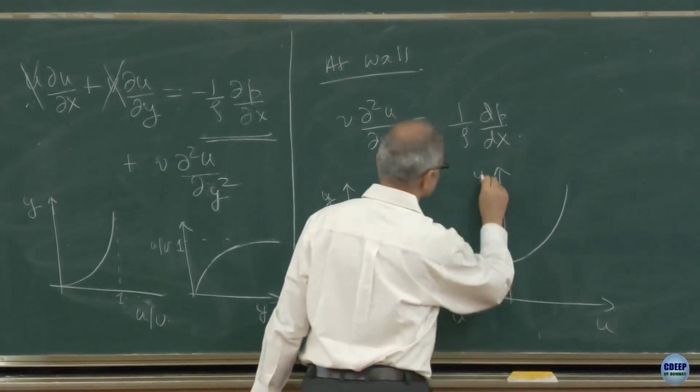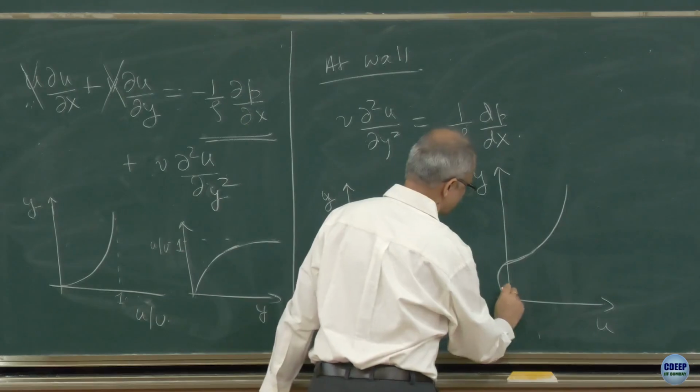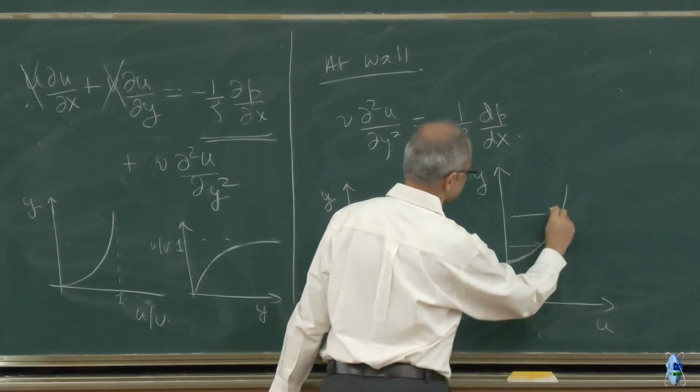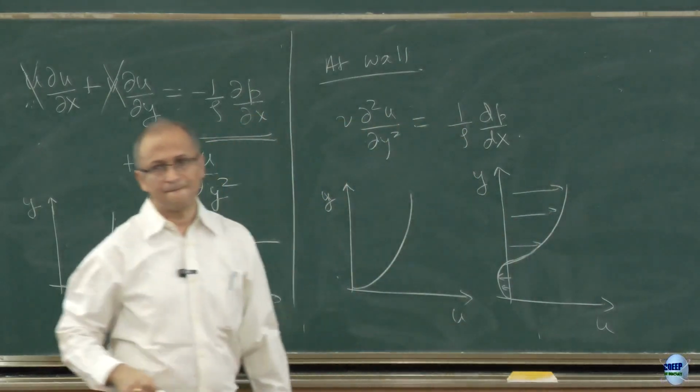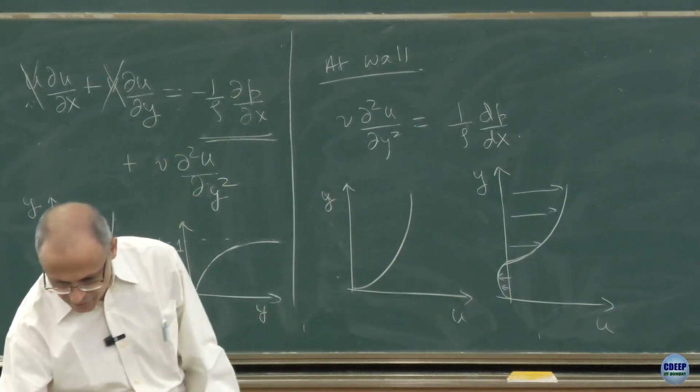So this is u, this is y. You will see that there is going to be a negative region involved, which is like your region of flow suppression, because the curvature now has to change. So that is the argument that we will come to.